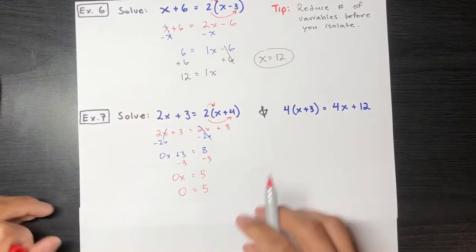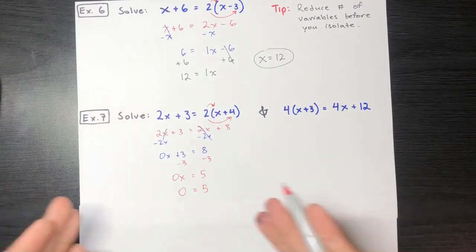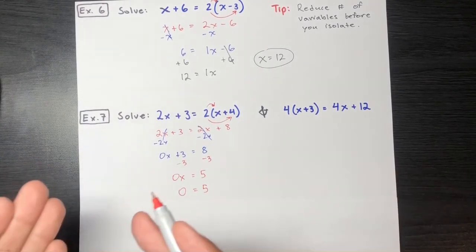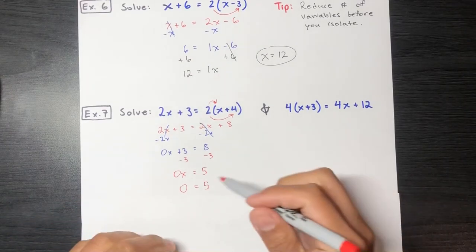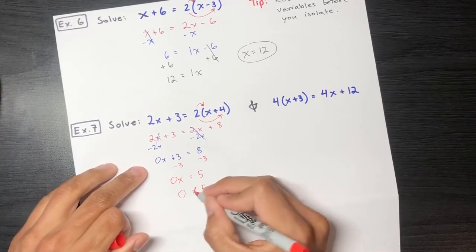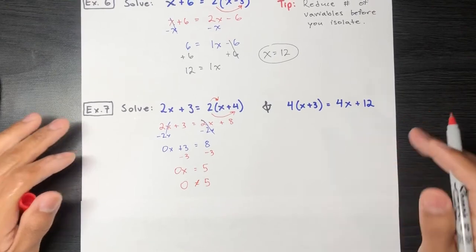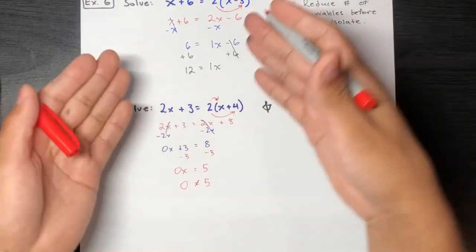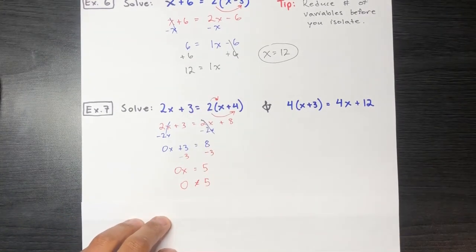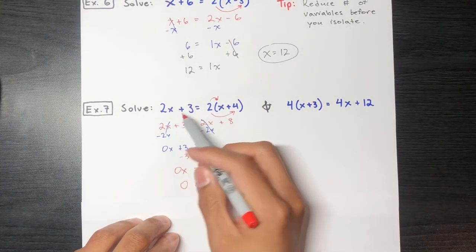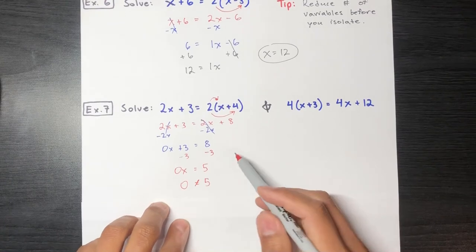0 equals 5. We know that's not correct, okay? A 0 cannot equal a 5 because they are both constants. A 0 is always going to be 0. 5 is always going to be 5. So this does not work. The way that this equation was written does not solve for x. Everything cancels out. This equation is incorrect, all right? So you don't have an answer to the x in this equation.